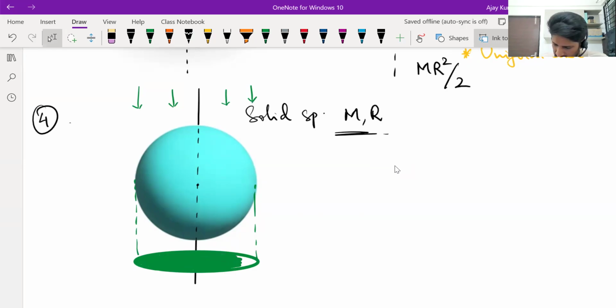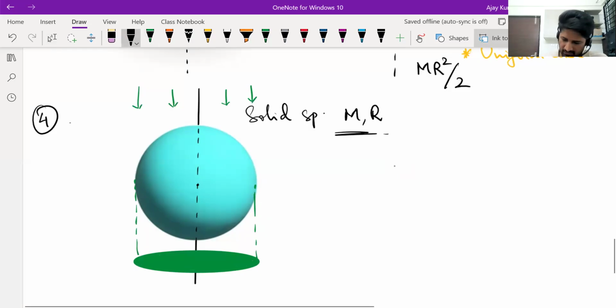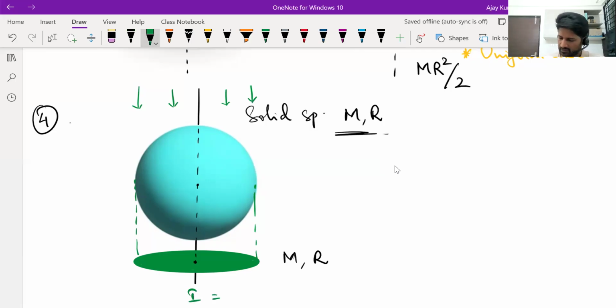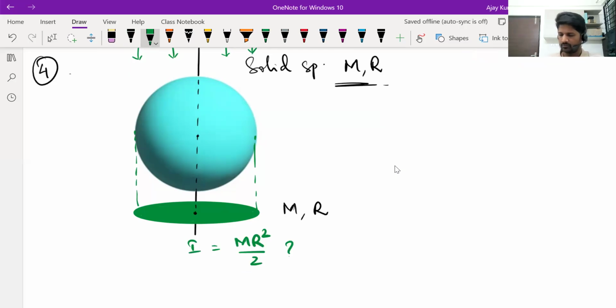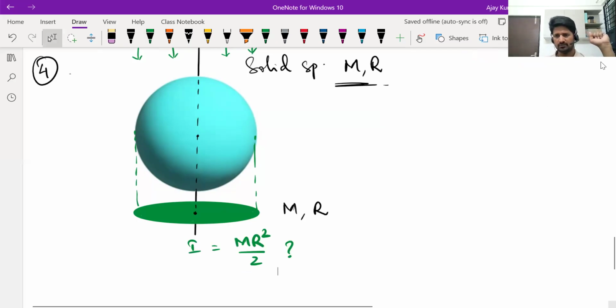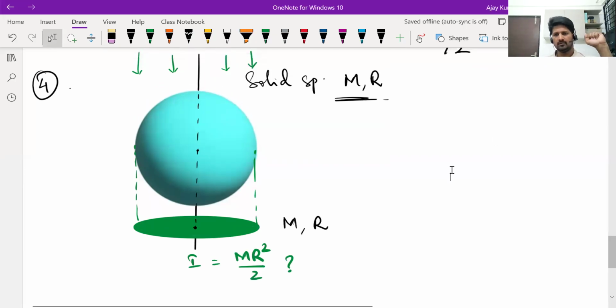Okay. Now we didn't remove any mass from the sphere. So this disk's mass will also be m itself. And its radius will be r itself. That is the radius of the sphere. Then can we say that the moment of inertia of this system is mr square by 2? Because when you compress a sphere also you get a disk only, and disk about its own axis is mr square by 2. So can we say the sphere's moment of inertia is mr square by 2? Anyone?